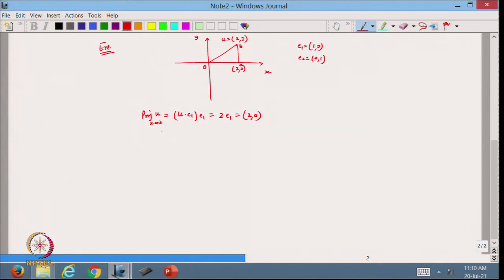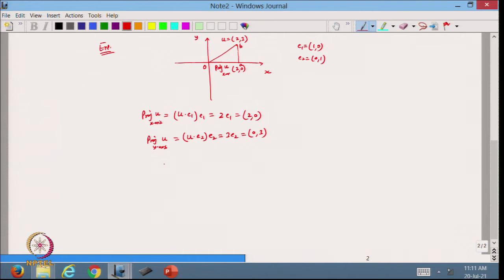Now, I take the projection of u on the y axis. I am taking the dot product of u with the vector in the direction of the y axis. I take the unit vector, the standard basis E2. From here, this will be equal to 3 E2 and that will be (0, 3). So, this is my projection vector of u on the y axis.